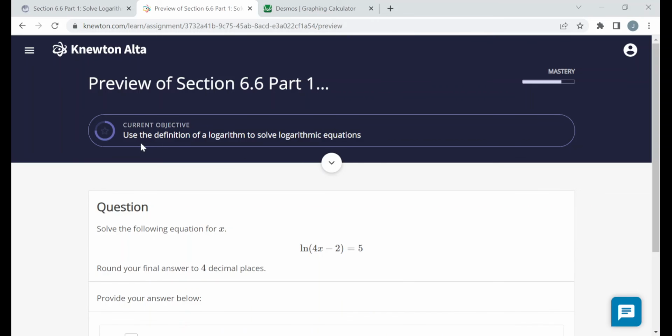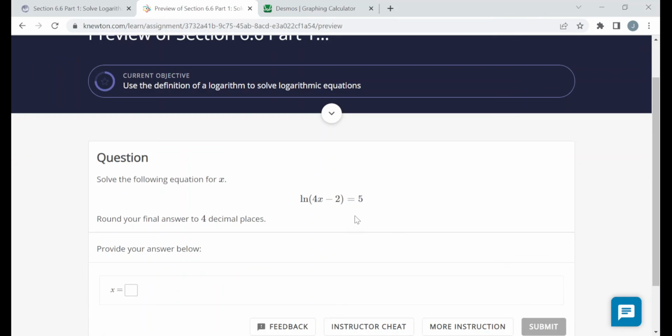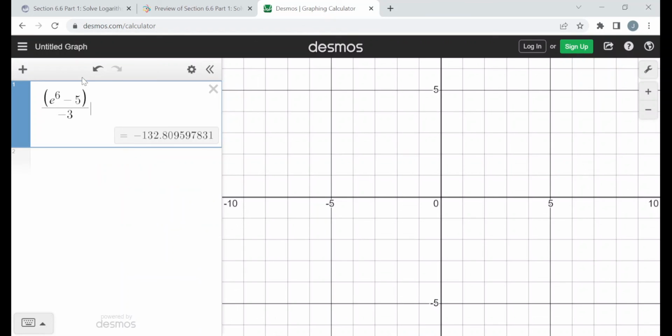Alright, so looks like one more of these. Again with a base e, round to 4 decimal places. I'm just going to talk this one out loud. You'd have 4x minus 2 equals e to the 5th power. And then you would add 2 and then divide by 4. So it'd be e to the 5th plus 2, all divided by 4.